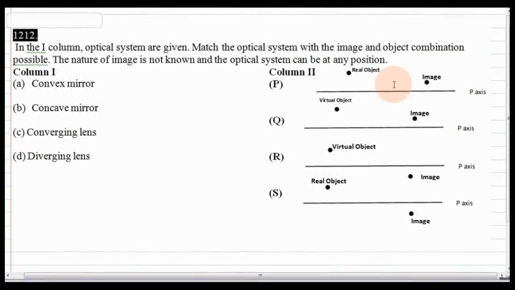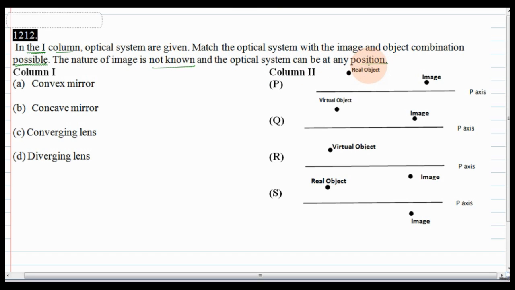Hello students, now we will discuss question number 1212. In this question, optical systems are given in one column. Match the optical system with the image and object combination possible. The nature of the image is not known and the optical system can be at any position.